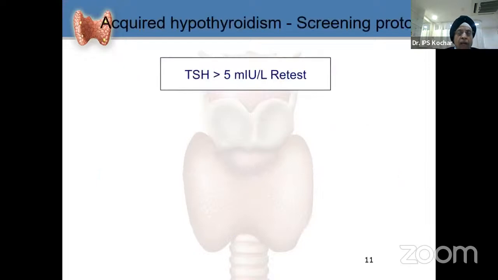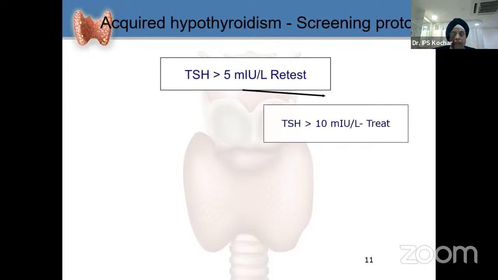So let's come to acquired hypothyroidism. If the TSH is more than 5, retest it just to confirm that there's no lab error. Just confirm whether it is okay or not. If the TSH is more than 10, you have to treat the patient. I'm talking about acquired hypothyroidism, maybe a child of 4 years, 6 years, 7 years. If the TSH is more than 10, you have to treat.